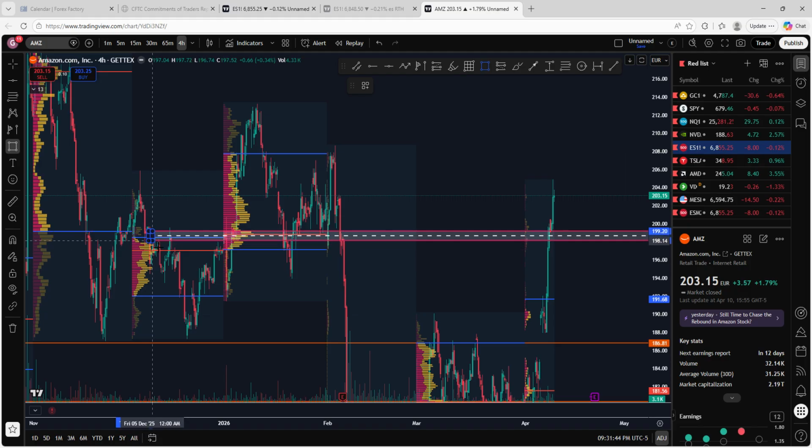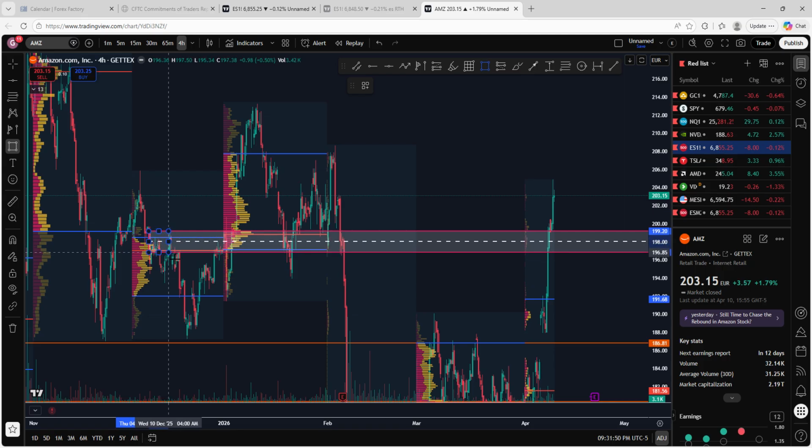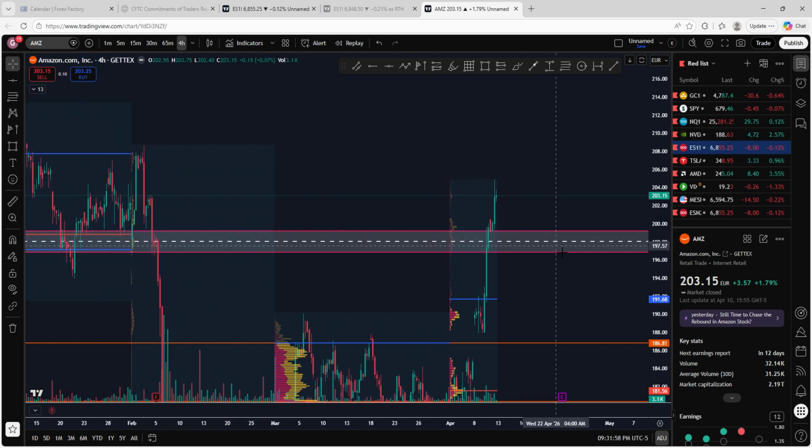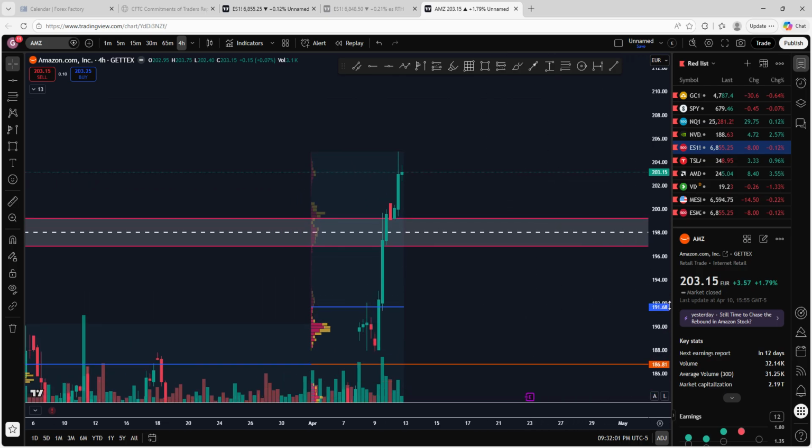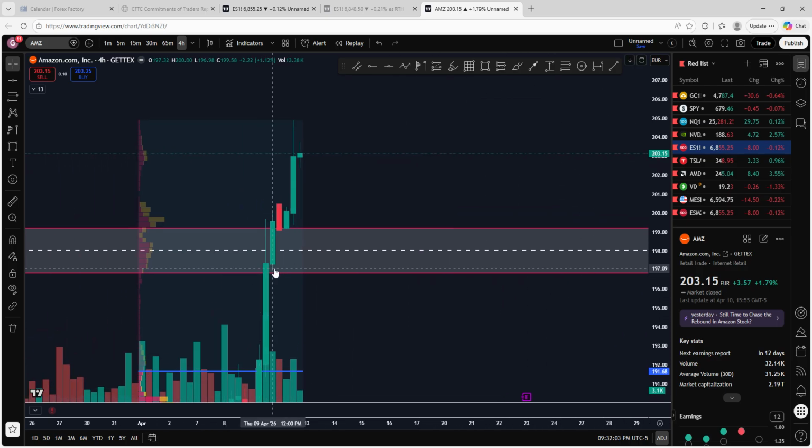And look at what occurs here, right? Remember, we always like to give them a bar below. Your POC is sitting here. You give them a bar below that, and that becomes your zone. Now look at this, guys. Look at what happens when they break it. Look at the retest they give you.